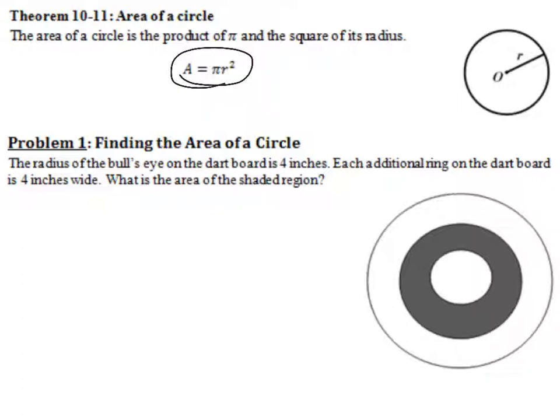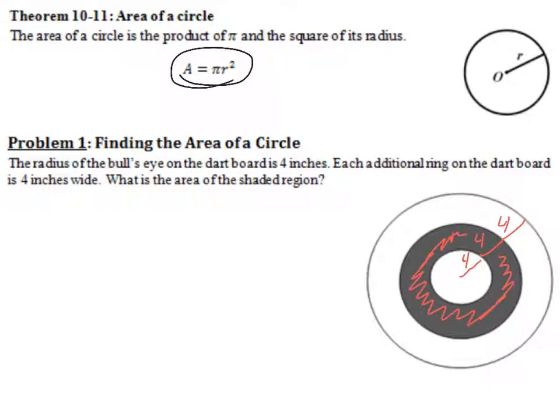In this first example, we've got a bullseye dartboard here on the right, and the radius of the bullseye part, so this part right here, is 4 inches. And each additional ring is another 4 inches. So there's another 4, and here's another 4. Now they just want the area of the shaded region in here.